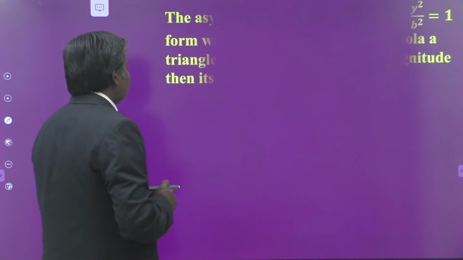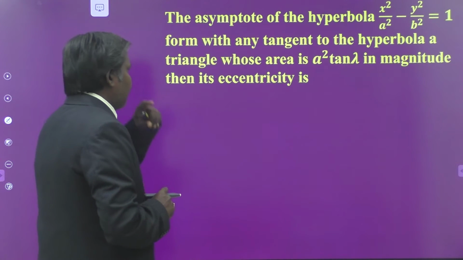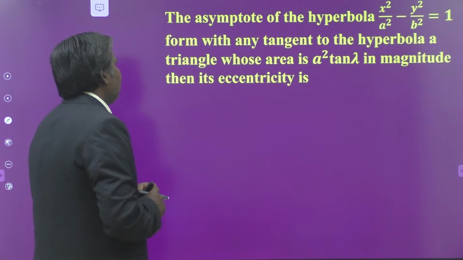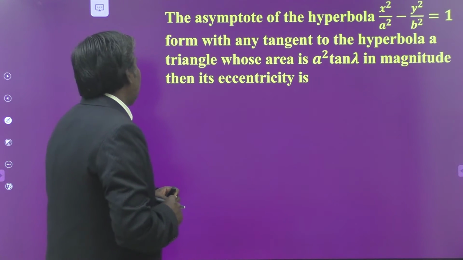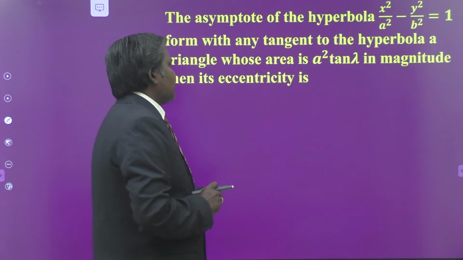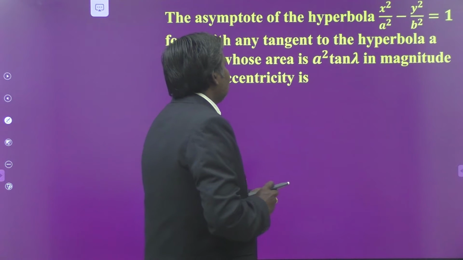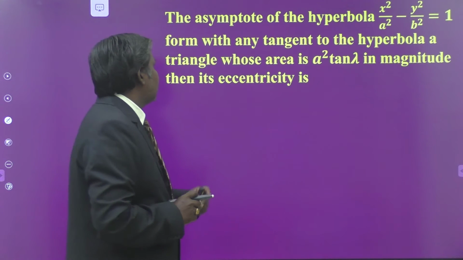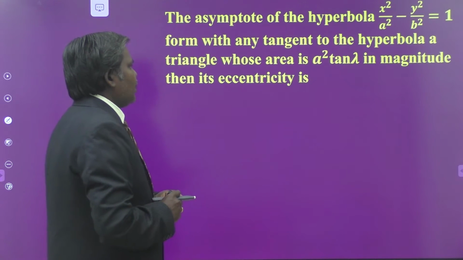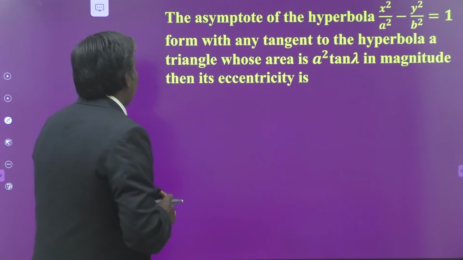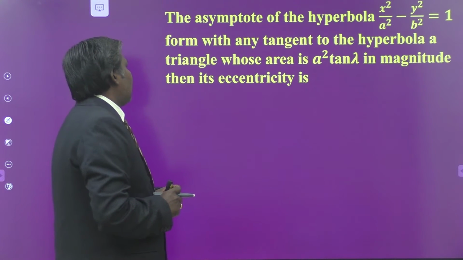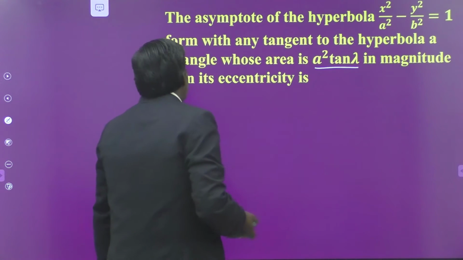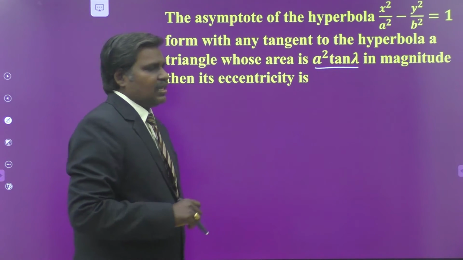Next one. The asymptotes of the hyperbola x square by a square minus y square by b square equal to 1 form, with any tangent to the hyperbola, a triangle whose area is a square tan lambda in magnitude. Then its eccentricity is what? This is the question.